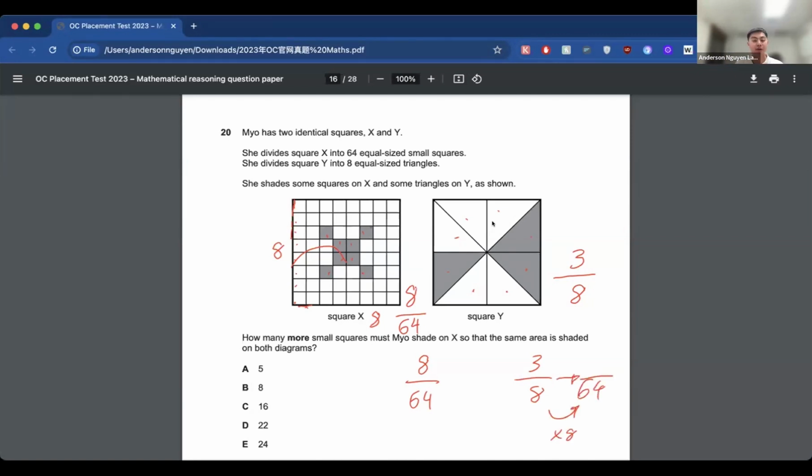So whatever you do to change the bottom, you do the same to the top. So times by 8 at the bottom, do the same to the top, you get 24. So now we can see we're going from 8 to 24. How many extra do we need? Well, just subtract them. 24 minus 8 is an extra 16 squares. Answer is C.